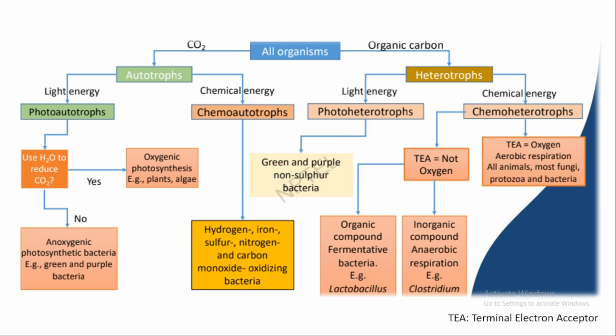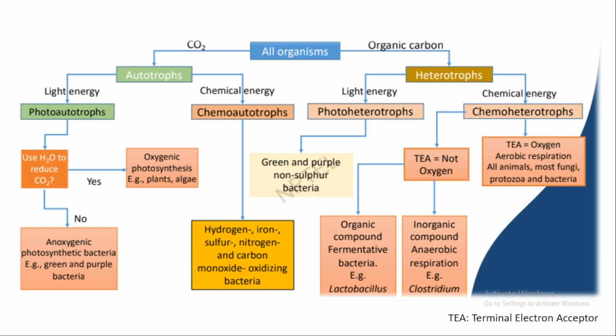Anoxygenic process means in the absence of oxygen, certain organisms also survive. How do they survive? In place of H2O, they have H2S that reduces carbon dioxide. If they are not using H2O and are using something else, that is an anoxygenic mode of respiration. There are certain bacteria that actually use H2S. Those are green and purple sulfur bacteria, which are anoxygenic photosynthetic bacteria. They can make their own food, but they don't use oxygen. They survive anaerobically.